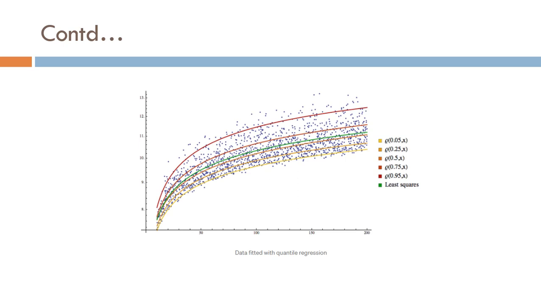If you see, this graph depicts various kinds of percentile as well as the least square method. So this green line is the least square representation, while this red one, then the yellow, these are of various kinds of percentile ranging from 5% to 95%. So we can also say 5 quantile to 95 quantile or 5 percentile to 95 percentile.